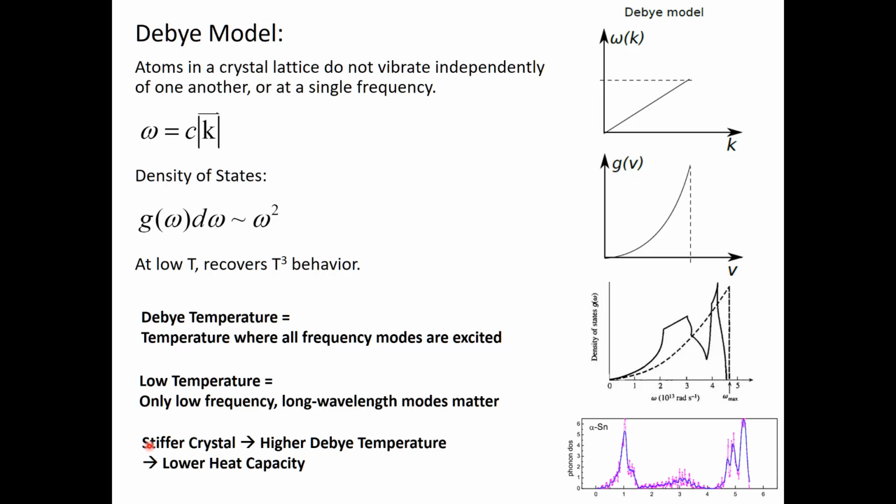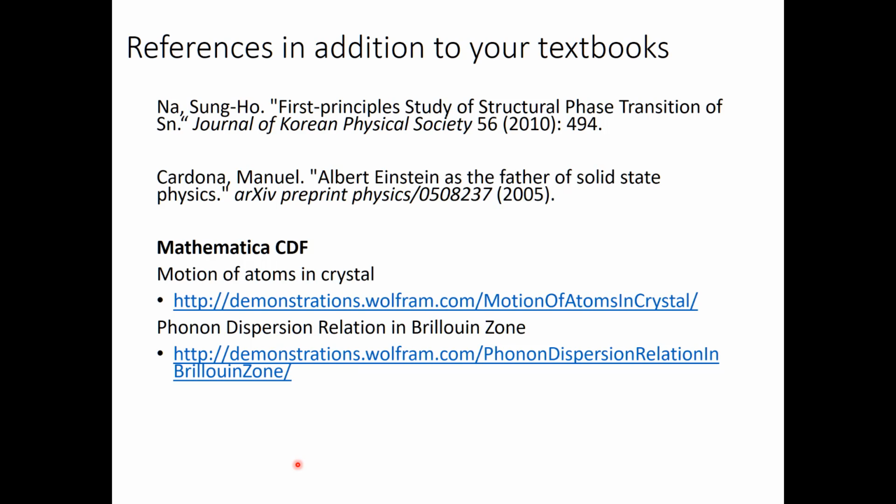And so the same ideas correspond to the Einstein one, where you have a stiffer crystal, you get a higher speed of sound. A higher speed of sound gets you a higher Debye temperature, and a higher Debye temperature gives you a lower heat capacity. All right, so that's all for today's lecture.